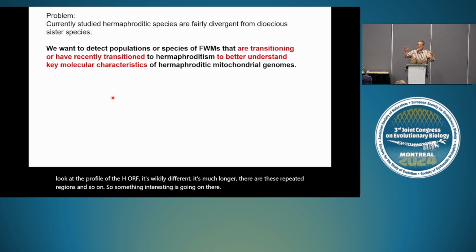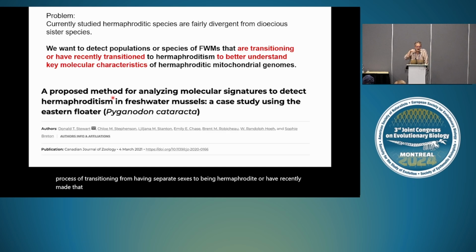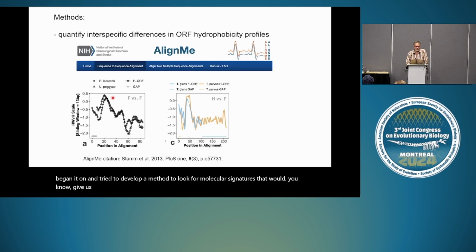So the problem is that all these H-ORF versus F-ORF comparisons that we have are relying on genomes that are quite divergent. The hermaphrodites that we're looking at are relatively divergent. And so we'd like to detect some populations of freshwater mussels that are in the process of transitioning from having separate sexes to being hermaphrodite or have recently made that transition. And a few years ago, we did a case study looking at a Canadian species, Spiganodon, and tried to develop a method to look for molecular signatures that would give us some insight into cryptic hermaphroditism.